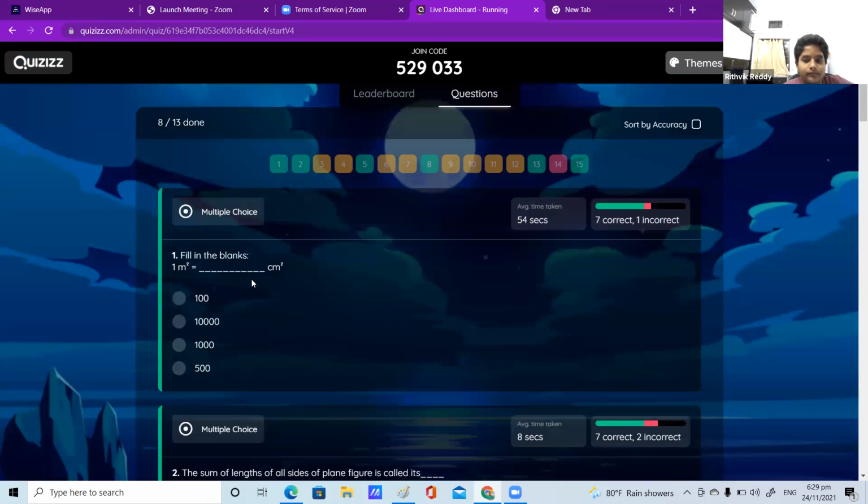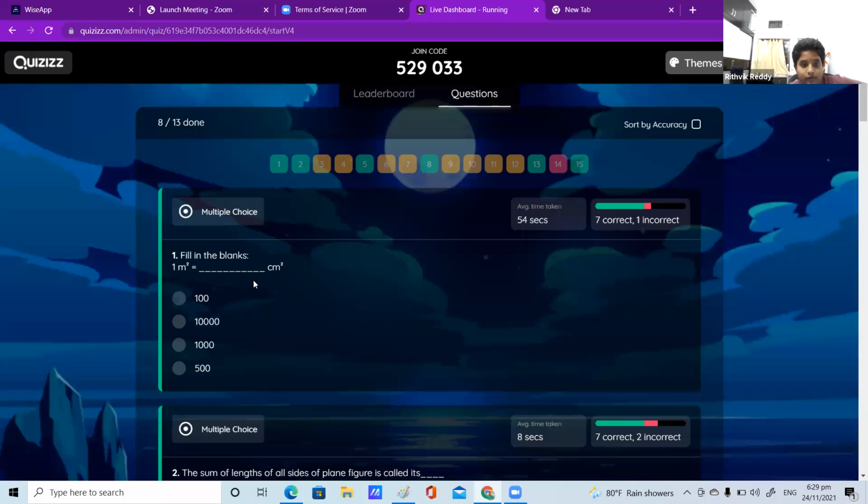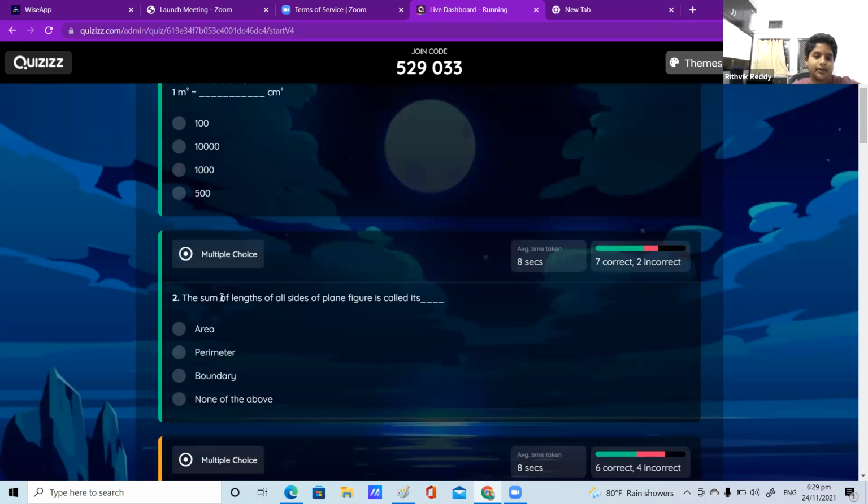1 meter square equals how many centimeters square, children? 10,000 centimeters square. Why? Because 100 into 100 is 10,000. Ma'am, this is a perimeter. The sum of lengths of all sides in a plane figure is called perimeter.